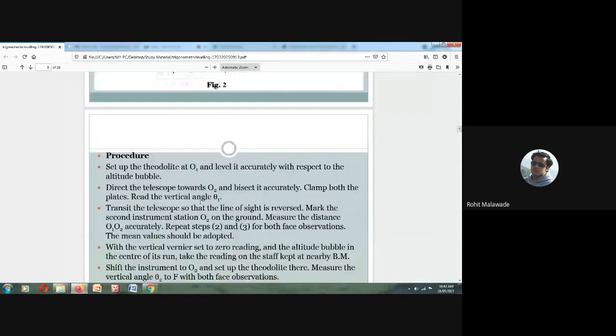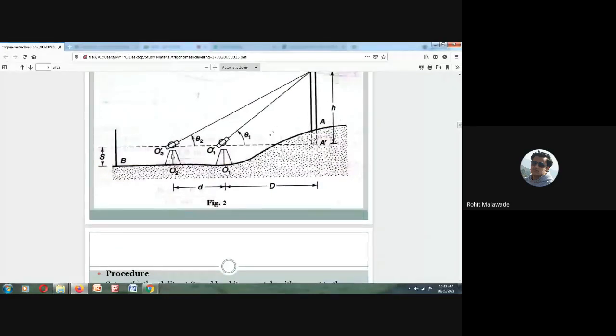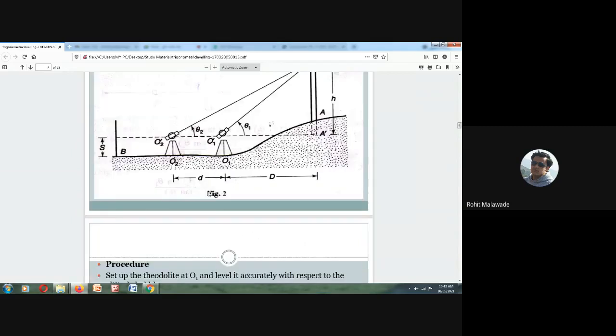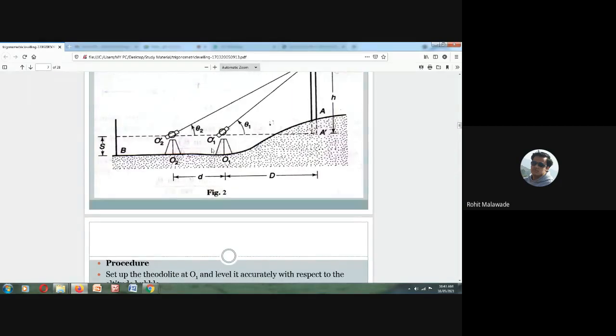Now shift the instrument to O2, set the theodolite and measure the vertical angle. Here we set the instrument over here and look towards the point F and measure the vertical angle theta 2. Both are in the same line. Since we have done transiting, they are in the same vertical plane.